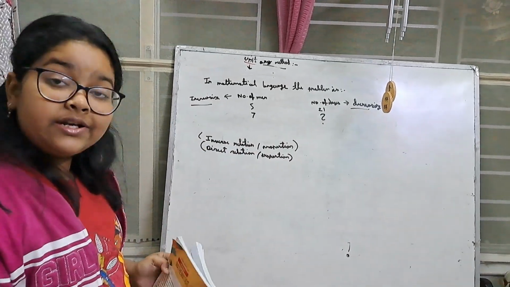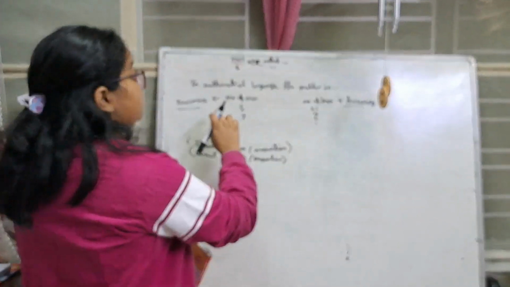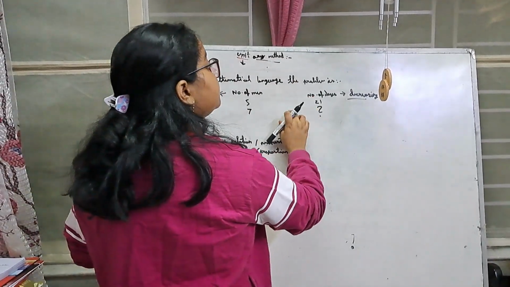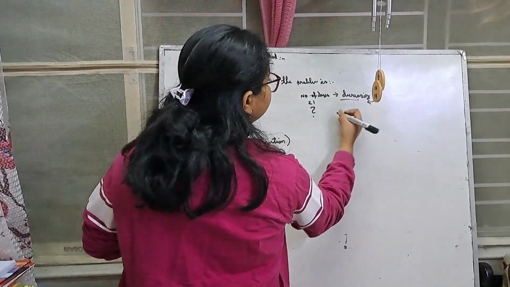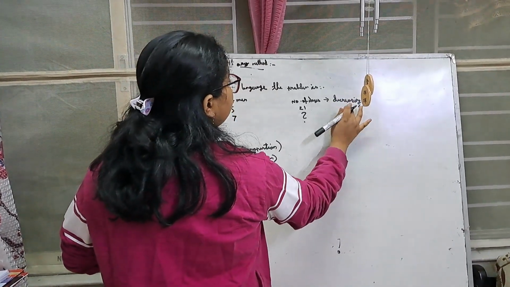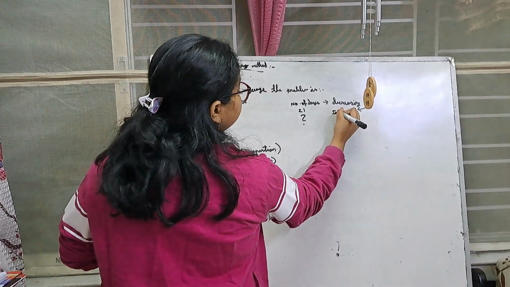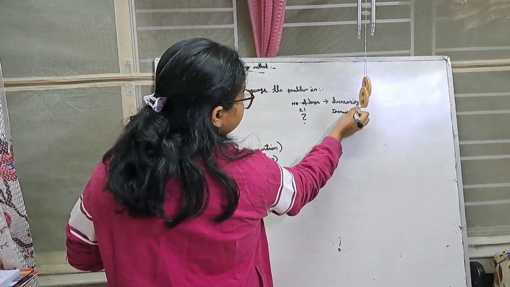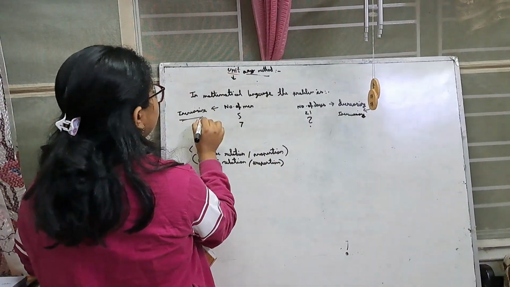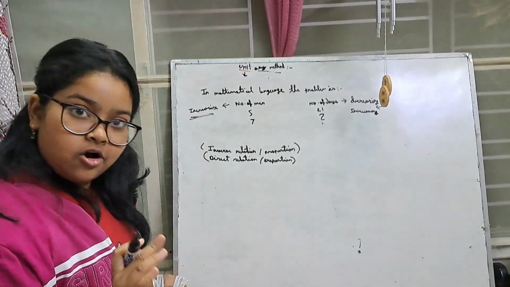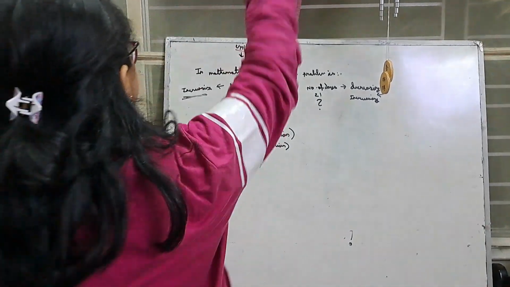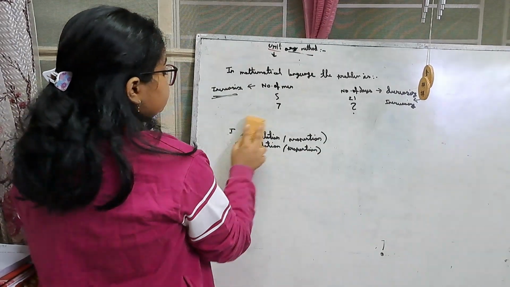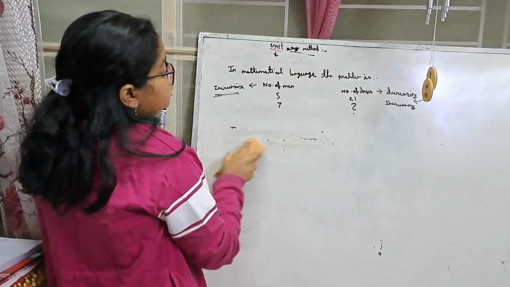So what is direct relation? When the number of men is increasing, the number of days is also increasing. When the number of days is increasing, then the number of men is also increasing. This is the relation. So let us see in this problem what the relation is.